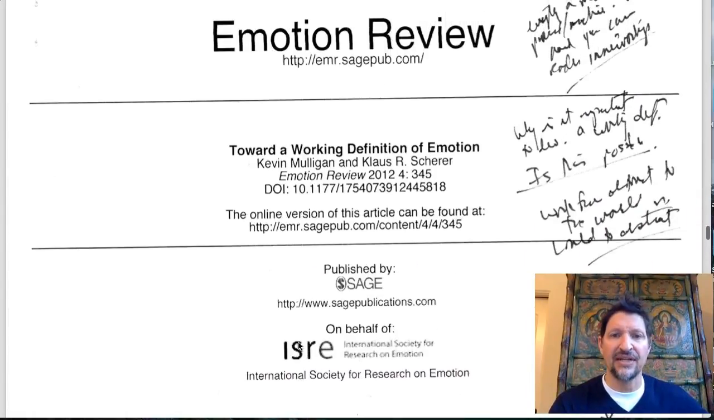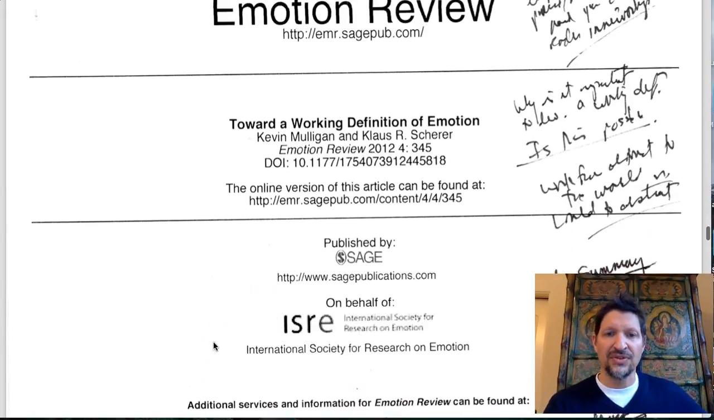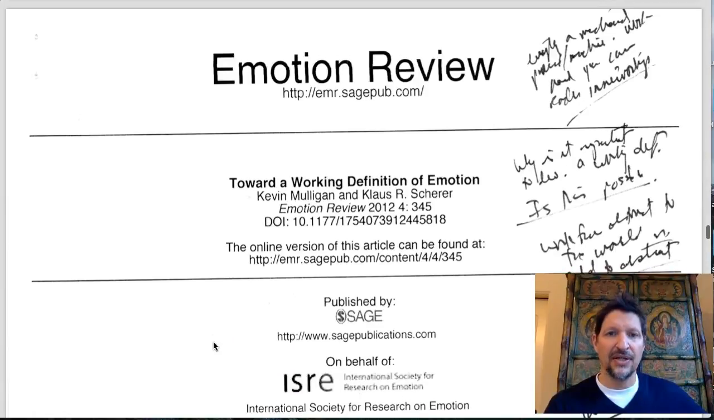So here I am at the second article. This is Emotion Review. This is "Toward a Working Definition of Emotion" by Mulligan and Shear. Now, this article drew me. It's 2 of the 4 articles. And again, if you just happen to be seeing this video outside of our class, then just pause the screen and look it up. There it is.